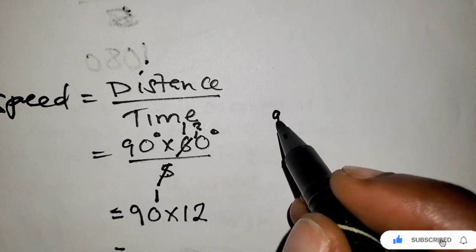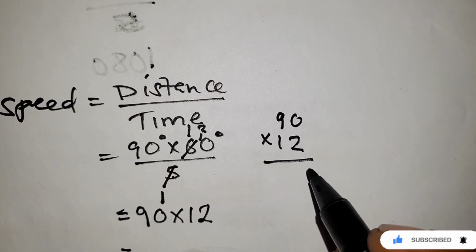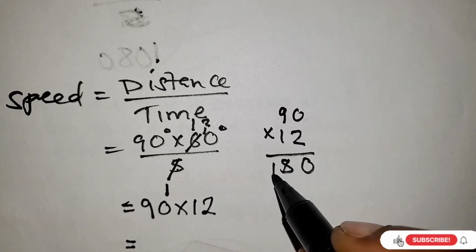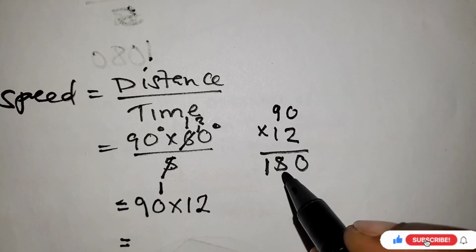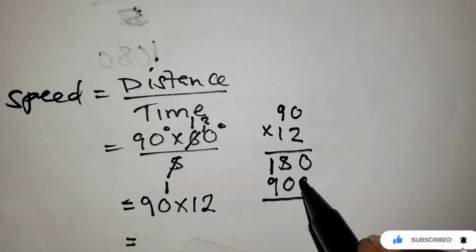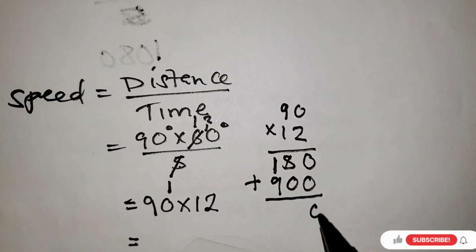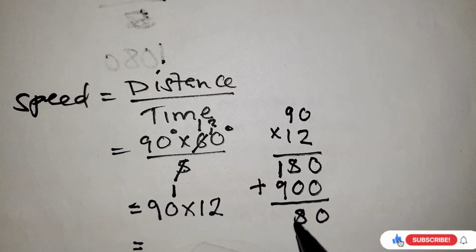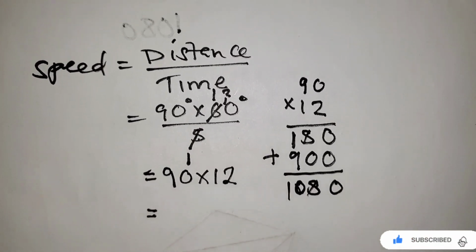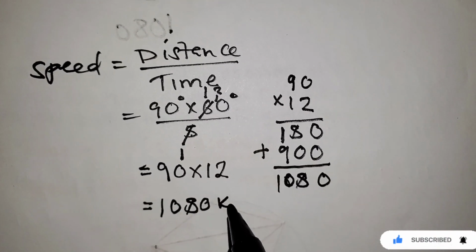Which you can simply calculate like this. You can say 90 times 12. 2 times 0 is 0. 2 times 9 is 18, so you write 18. 1 times 0 is 0. 1 times 9 is 9. Place value here, then add. 0 plus 0 is 0. 8 plus 0 is 8. 1 plus 9 is 10. So the answer here is 1080 knots.